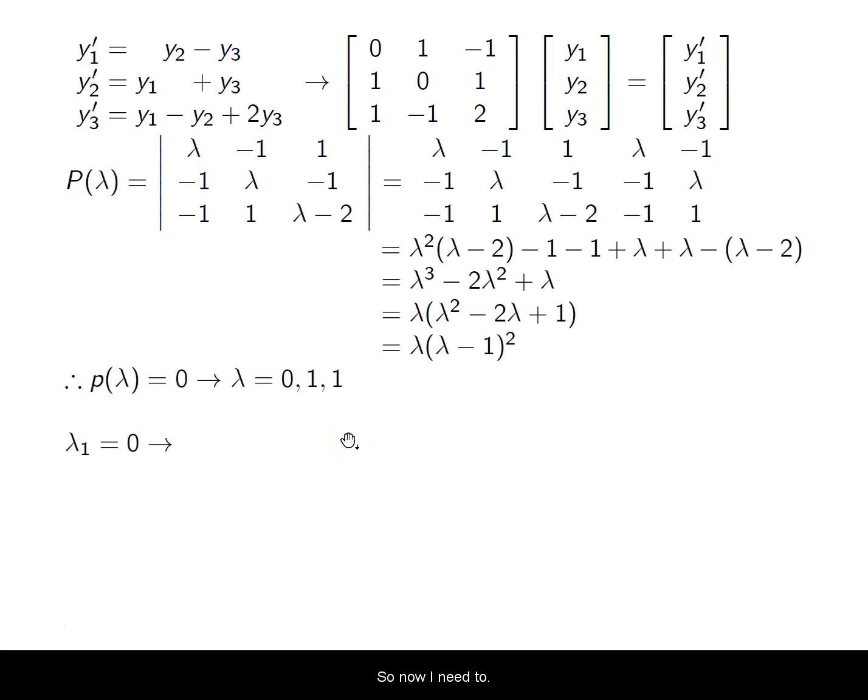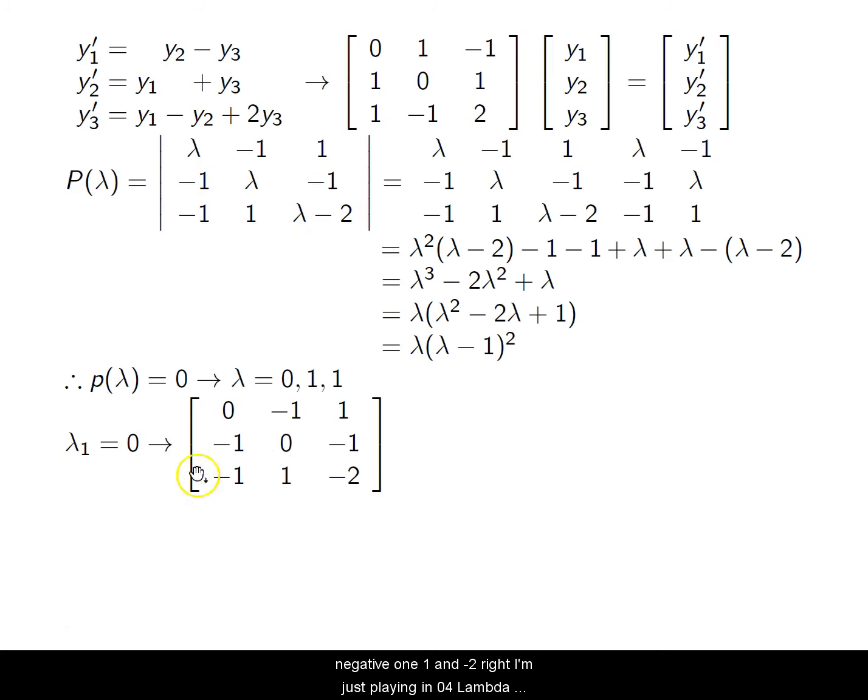So now I need to find my eigenvectors. Okay, so let's start with 0 because there's only 1 there. It'll be the easier one to work with, right? So remember, I'm plugging in 0 here. So my matrix will be 0, -1, 1, -1, 0, -1, -1, 1, and -2, right? I'm just plugging in 0 for lambda into my characteristic polynomial matrix.